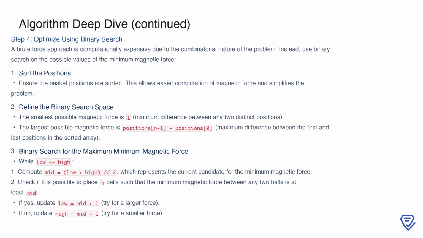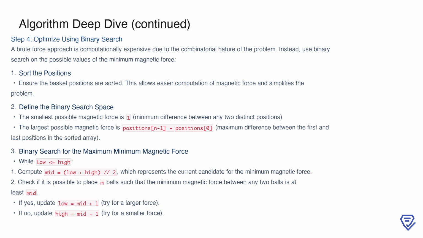The smallest possible magnetic force is 1, which is the smallest difference between any two distinct positions. The largest possible magnetic force is the difference between the first and last positions in the sorted array, positions[n-1] minus positions[0]. Using binary search, we test different candidate values for the minimum magnetic force. For each candidate mid, we check if it's feasible to place M balls such that the minimum magnetic force between any two balls is at least mid.